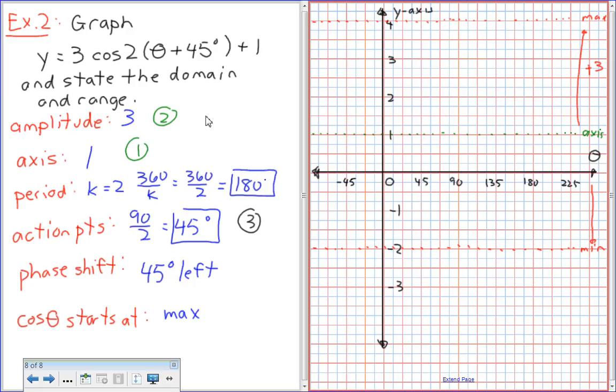Okay, this is our new step right here, which is going to be step number 4, which is my phase shift. What I'm going to do is put a little dotted line like this at -45, and I'm going to put at the bottom start. Because instead of starting at 0 degrees, my graph is now going to start at -45.